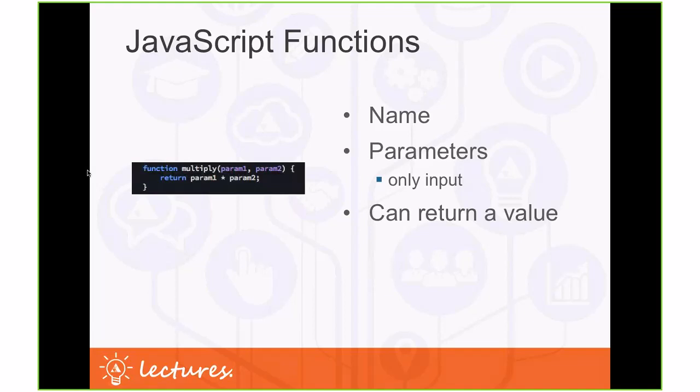Within parentheses, within the brackets, you can also supply parameters. Parameters are input only. In JavaScript, you do not have the concept of input-output. If you do need to return a value, then you can do it from the return statement within the function. That can return any kind of data, including objects and arrays and just plain straight data.